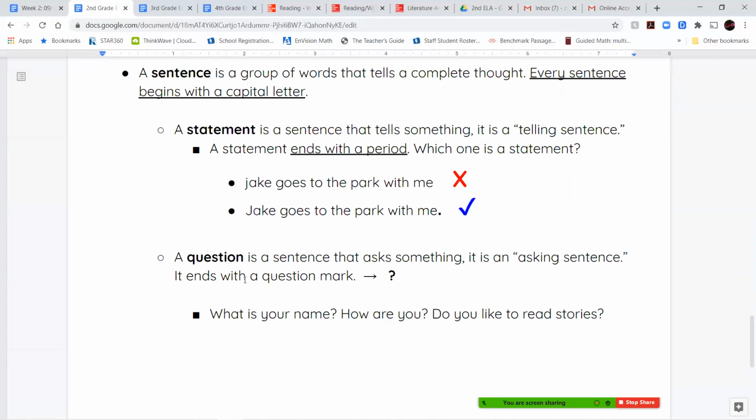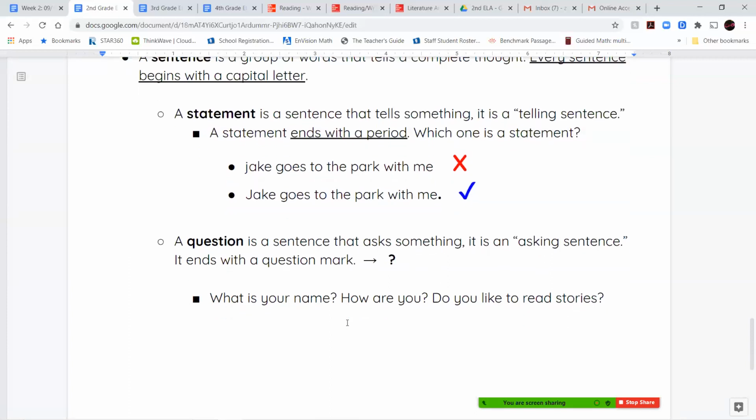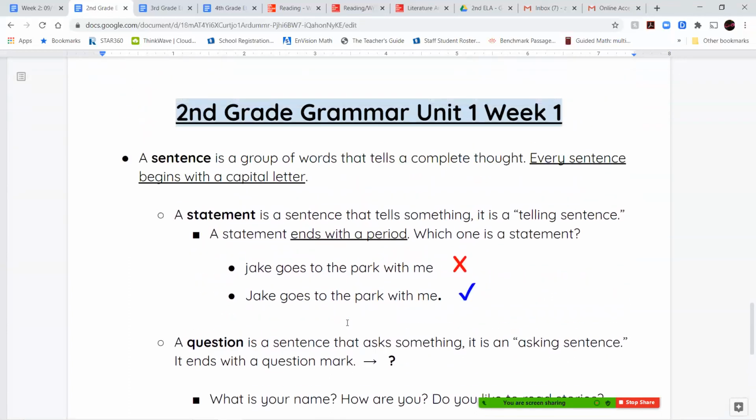The second type of sentence we're going to talk about is a question. Now, a question is a sentence that asks something. It's an asking sentence, and it always ends with a question mark. So some example questions are, what is your name? How are you? Do you like to read stories? Now, all of these we see start with a capital letter, and they all end with a question mark. So that's what we're going to be covering in grammar this week.